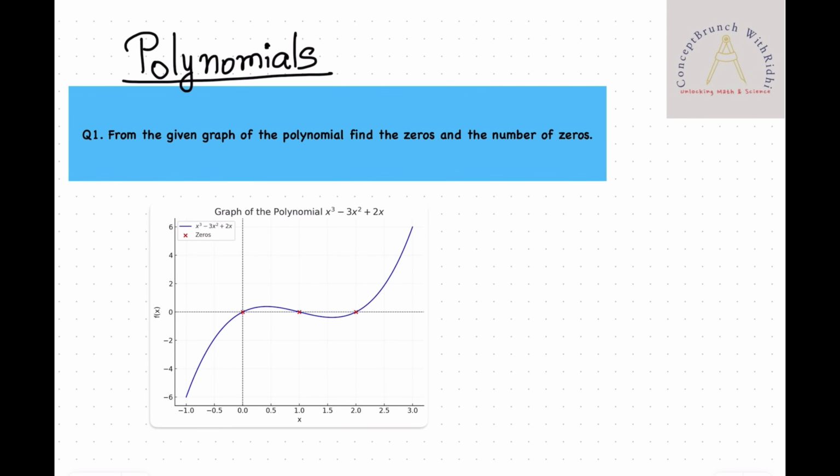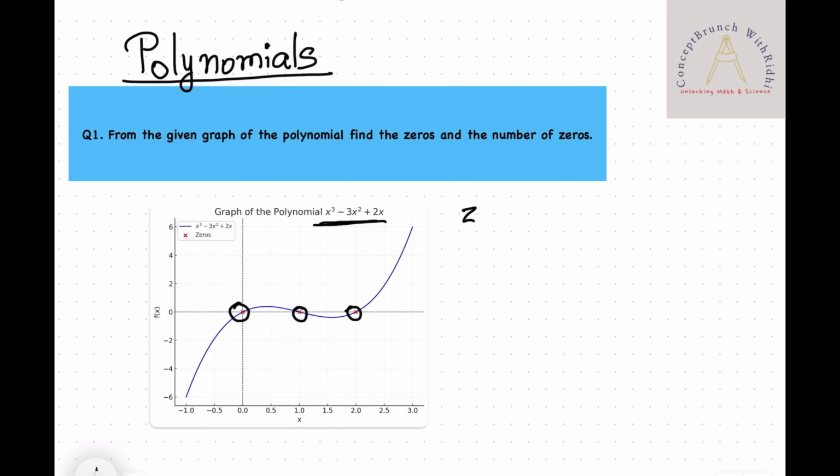So this is our second chapter, polynomial, and the first question is, from the given graph of the polynomial, find the zeros and the number of the zeros. Okay. To find out the zeros, the point where the graph intersects the x-axis. So in this polynomial, the polynomial is x cubed minus 3x squared plus 2x. Just see where it is touching the x-axis. So it's touching at 0, 1 and 2.